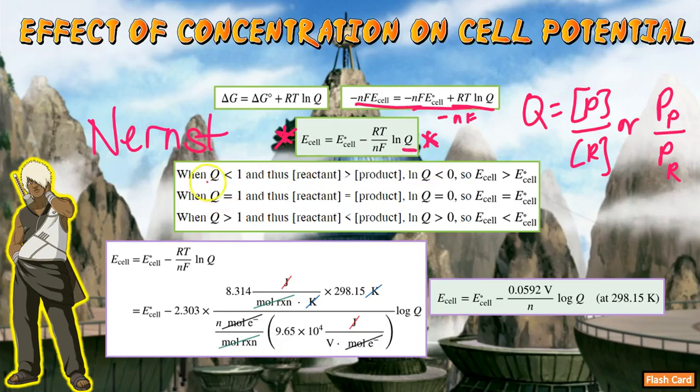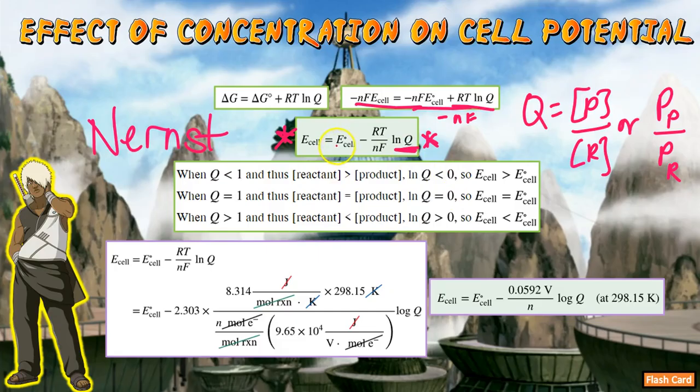Let's get into it. Well, when Q is less than 1, what does that mean? Well, first I got my Q ratio here. Q is equal to the concentration of products divided by the concentration of reactants, or the partial pressure of products divided by the partial pressure of reactants. We know that we're not going to be using solids and liquids, for example, right? So we're dealing with things that are aqueous or gaseous, et cetera. Now, when Q is less than 1, that means the reactant concentration is way larger than the product concentration. So therefore, the natural log of Q is going to be less than 0.